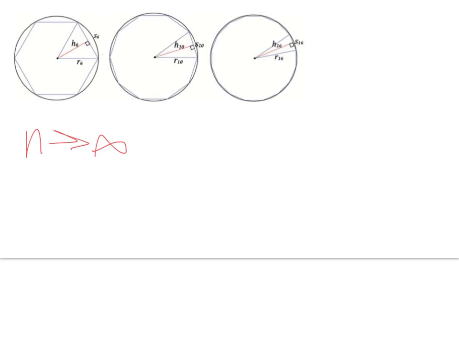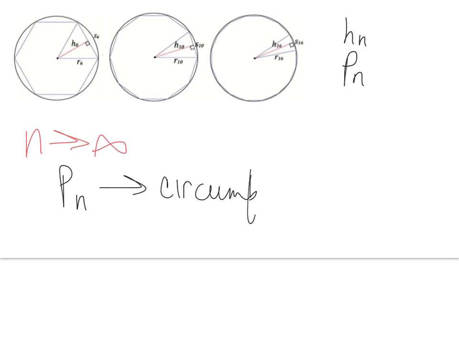So I asked you the question, as n approaches infinity, what happens to the height and the perimeter in terms of the radius and the circumference of the circle? As n approaches infinity, the perimeter approaches the circumference of the circle, and the height approaches the radius of the circle.